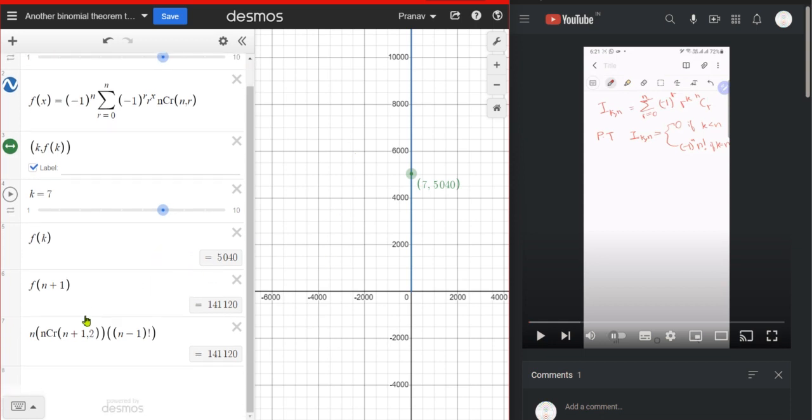So, I only did this for n plus 1 and n, but you could do it for n plus 2 as well, or you could form a general formula if you can. I don't know how to do that.